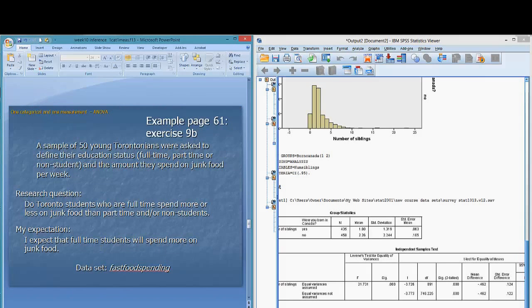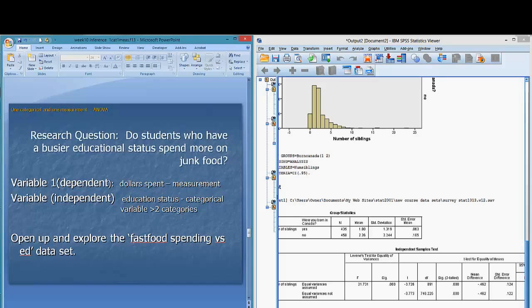In this case, the ANOVA basically is looking at more than two categories. So we have 50 Torontonians who were asked to define their education status, full-time, part-time, or non-student, and then the amount they spent on junk food per week. I would expect full-time students will spend more on junk food as they are in a rush and needing to grab a snack. So do students who have a busier educational status spend more on junk food? It's a research question. We have a dependent variable, which is dollars spent, a measurement, and an independent variable, which has more than two categories.